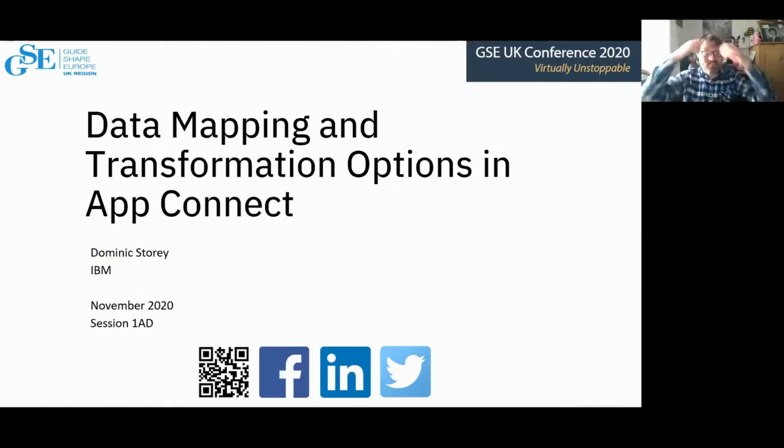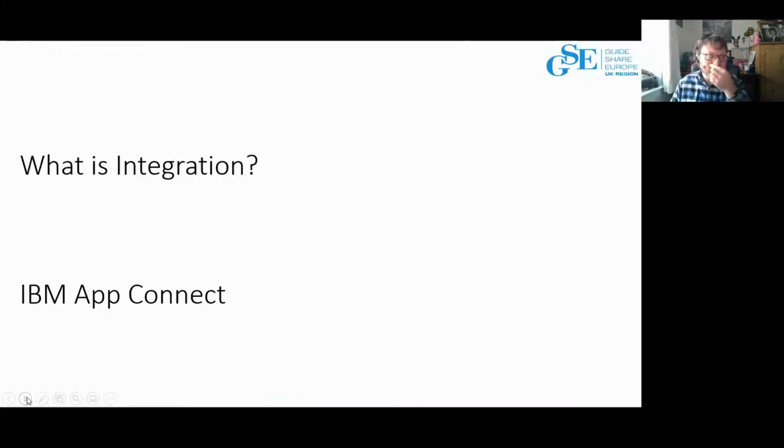Okay, so hello everybody. My name is Dominic Story, and I'm a tech leader and master inventor in the IBM Cloud Integration team. And this presentation is going to be on the data mapping and transformation options we currently have in the App Connect product, and we're constantly adding these as we go, both on updates to our private and public cloud offerings. So I'll explain a bit more about what they are as we go through.